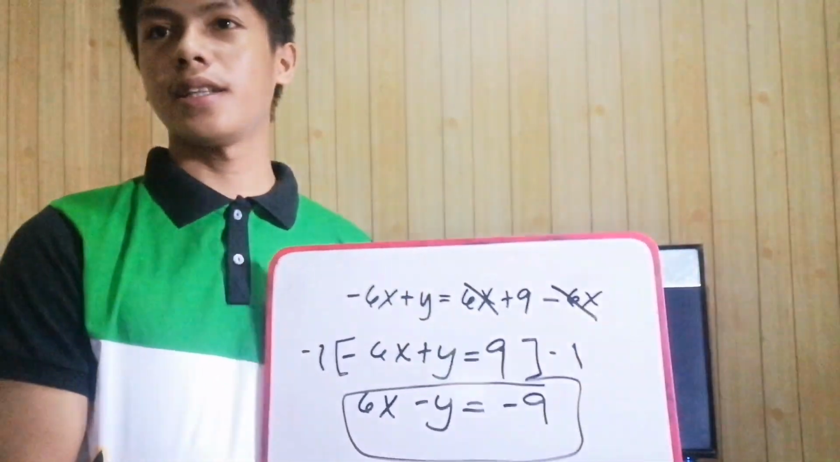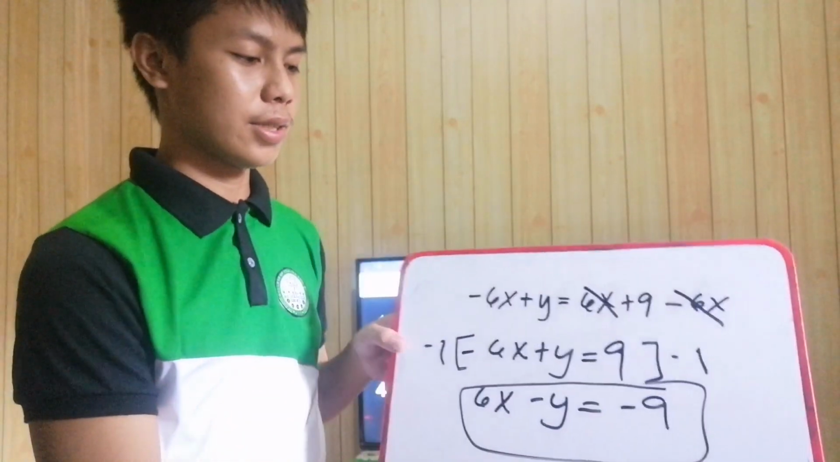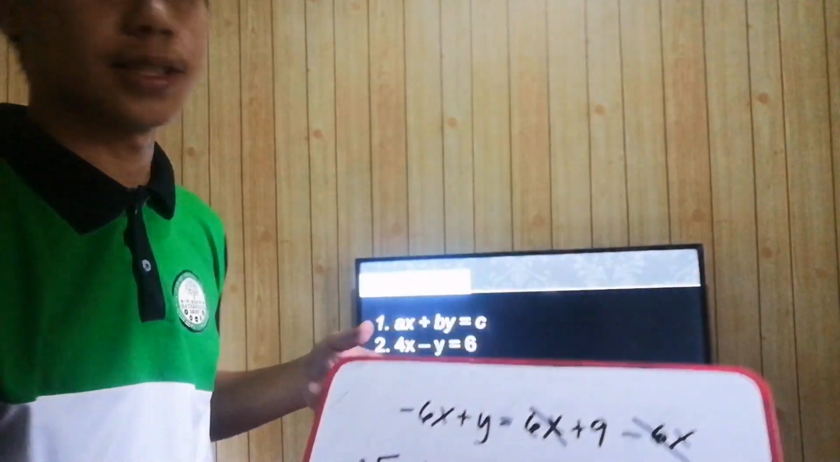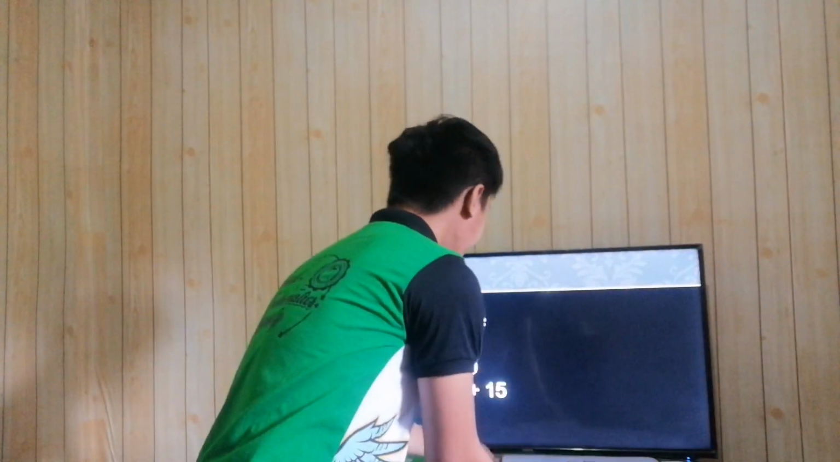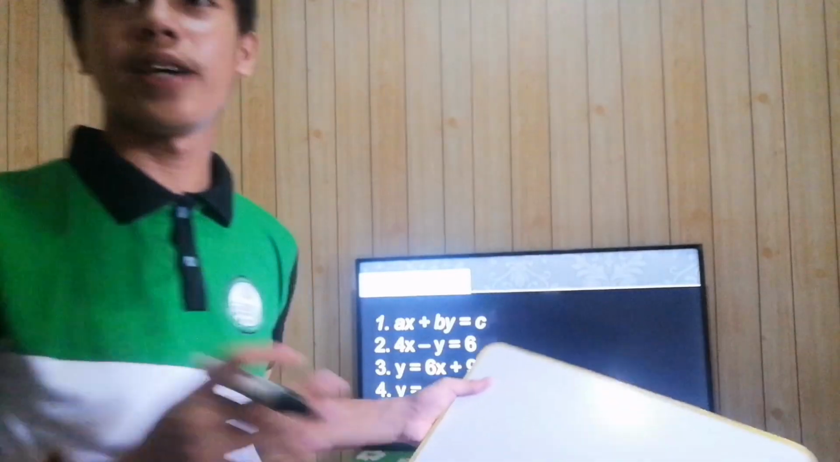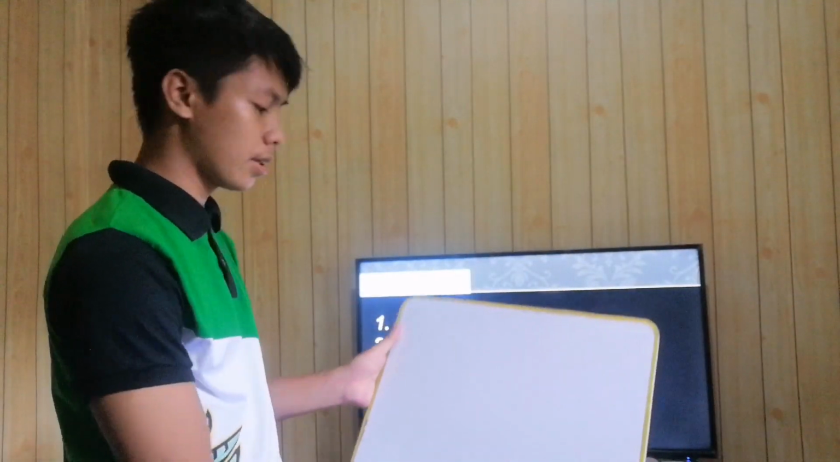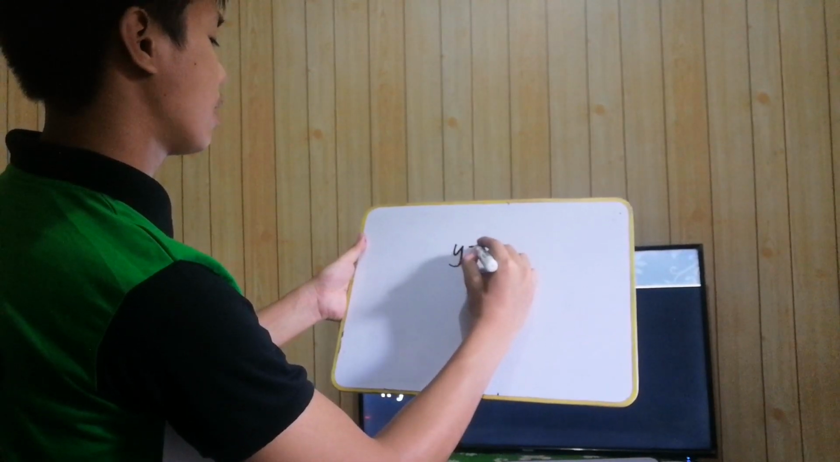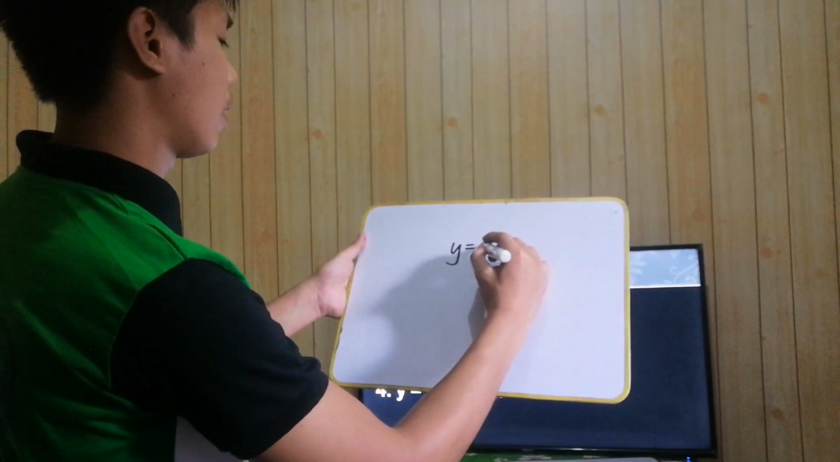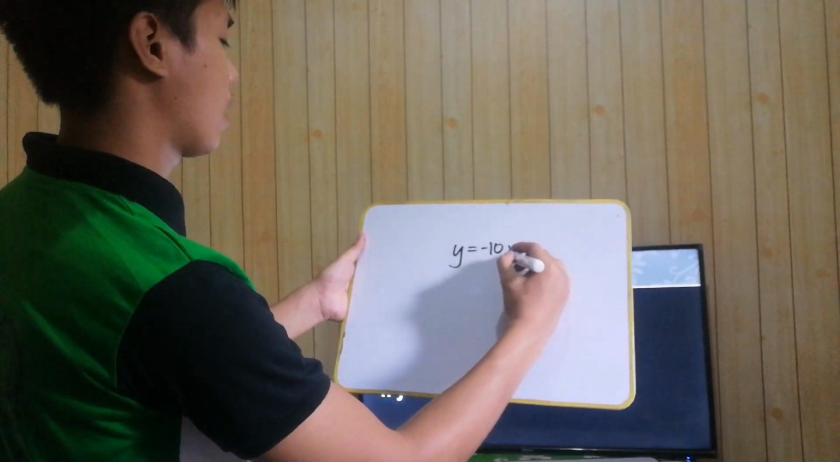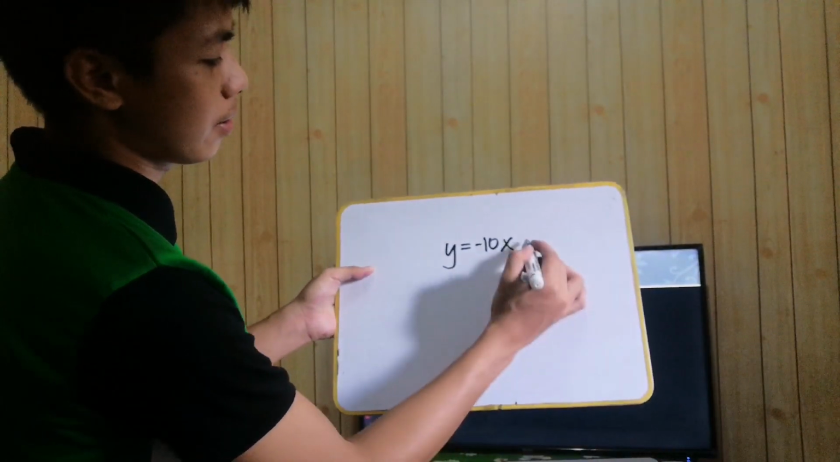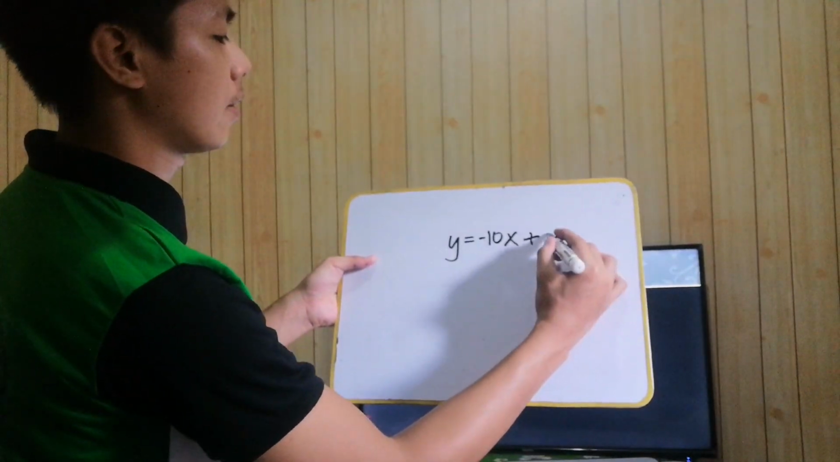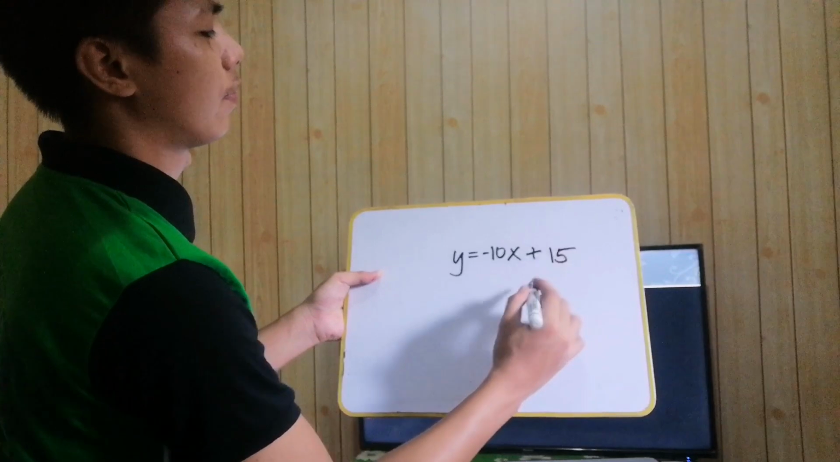Okay, let's do our last example. Now, naka-y-intercept slope pa rin yung last example natin. So, y is equal to negative 10x plus 15.